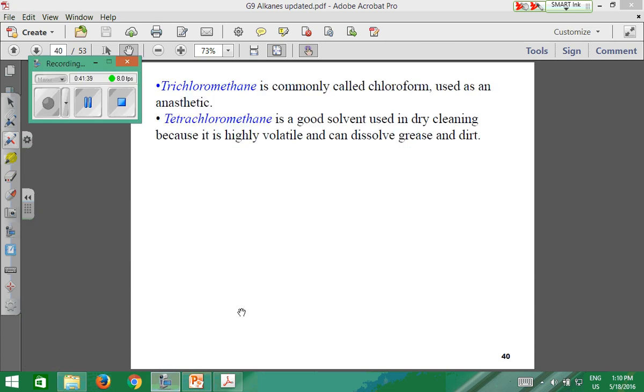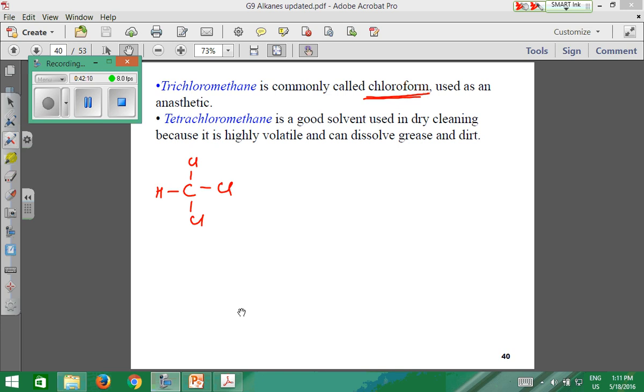Okay, next, let me give another example. I was telling you about the use of trichloromethane. Trichloromethane means here 3 Cl, and this is the hydrogen. So this trichloromethane is commonly called chloroform and is used as an anesthetic substance. Like when I was a student, we used to dissect small animals like rats or sometimes frogs, so we used to put chloroform on them and they would become unconscious.